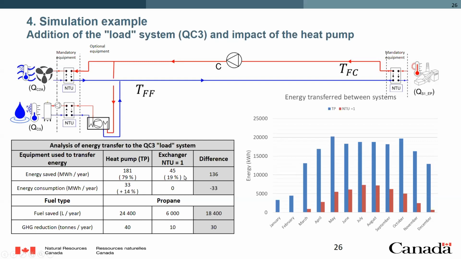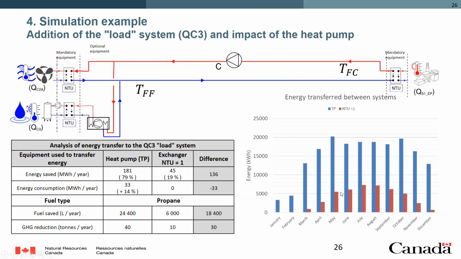In this case in particular, the heat pump can prove to be very beneficial because it can greatly help to achieve the temperature difference that is required for this particular application. Okay, as shown previously, the fuel saved is also estimated, considering that the heater is run with propane, and same for the GHG emissions in terms of tons per year.